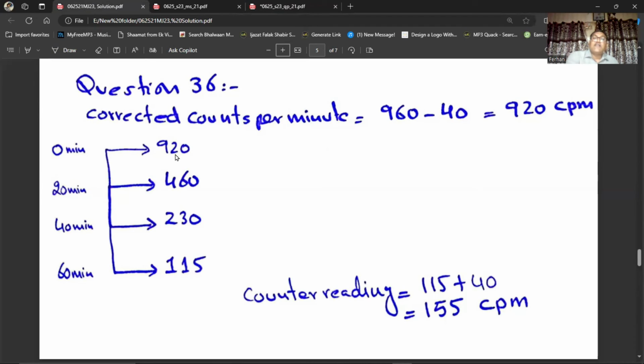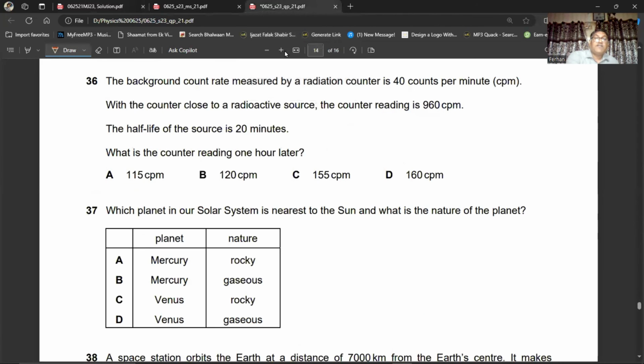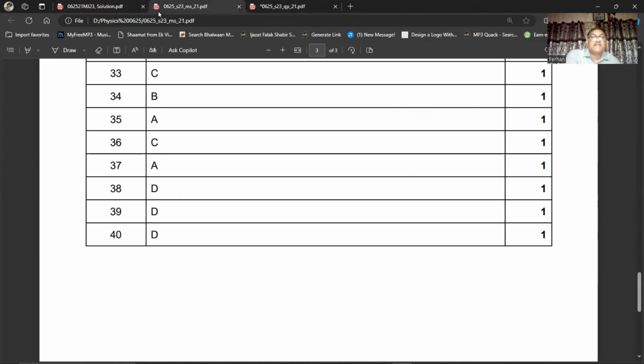So at the start, the count rate is 920. It becomes 460. Again, half it, it becomes 230. Again, half it, it becomes 115. Now the reading on the counter will be 115 plus the background. Again, add the background, so you will have 155 counts per minute. So I think C is the answer, sir. Question number 36, C is the answer.